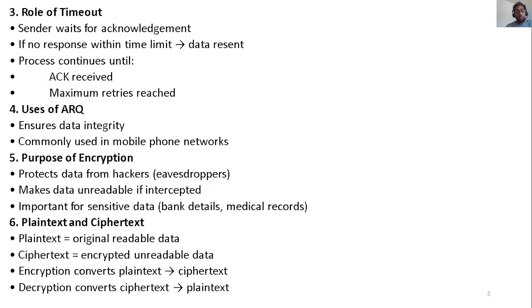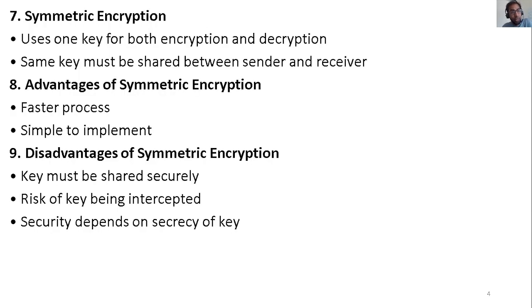Encryption converts plain text into ciphertext. Then there is another thing called decryption that converts ciphertext into plain text. Encryption and decryption are used whenever we have to send data from one place to another. Then there are different types of encryption. First is symmetric encryption. Symmetric encryption uses one key for both encryption and decryption.